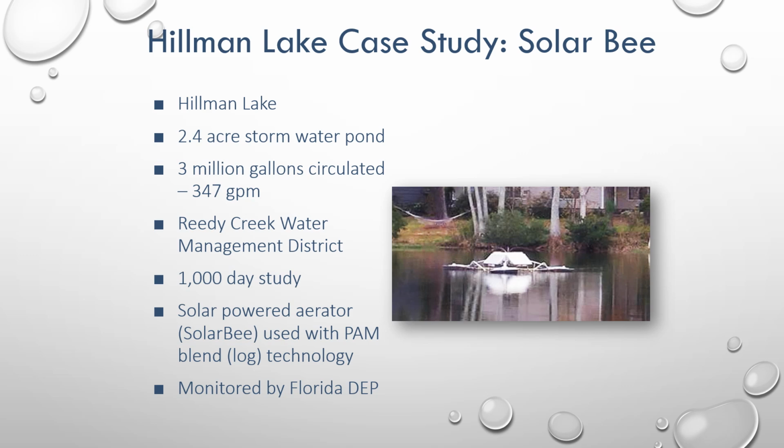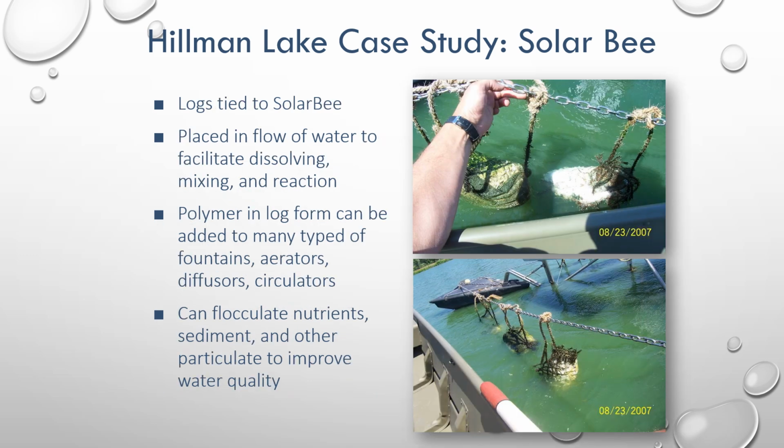An example of this was at Hillman Lake in Florida. This was at the Reedy Creek Water Management District, which is essentially Disney World. It was a 2.5-acre stormwater pond. During the course of this, it was circulating 3 million gallons at about 347 gallons per minute. We did it for about 3 years. They used a solar-powered aerator called a Solar Bee. This was monitored by the Florida Department of Environmental Protection.